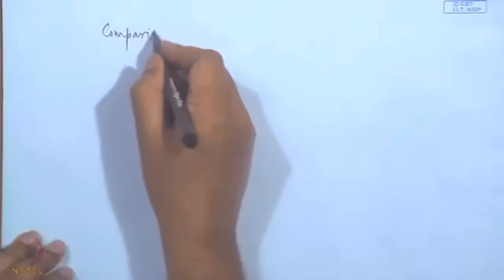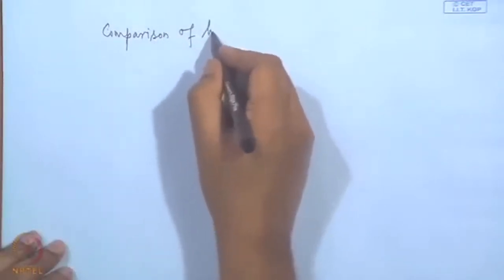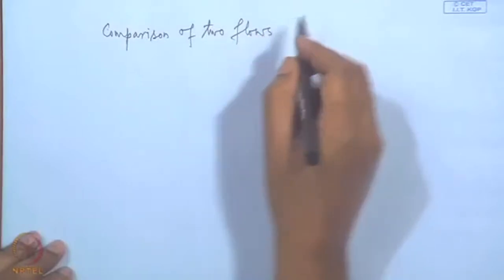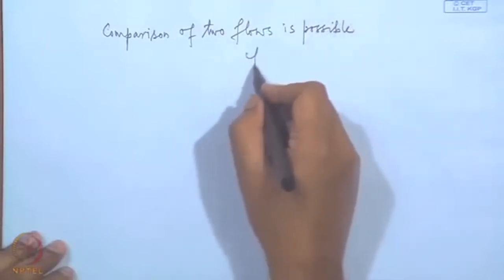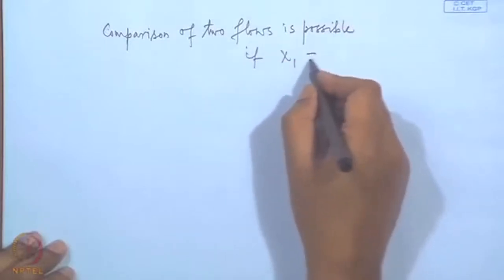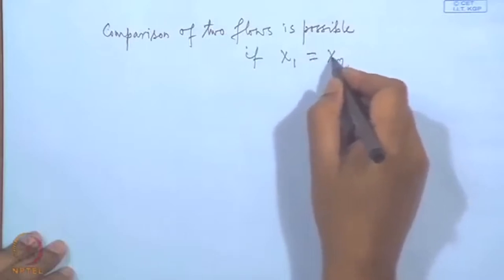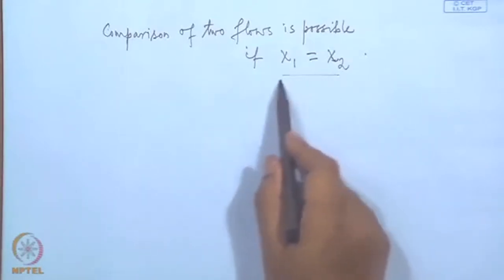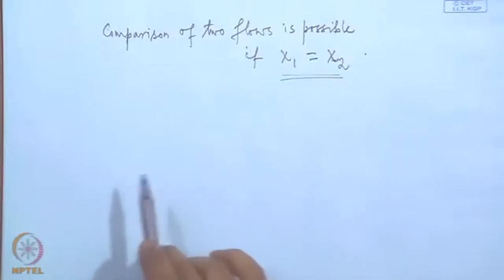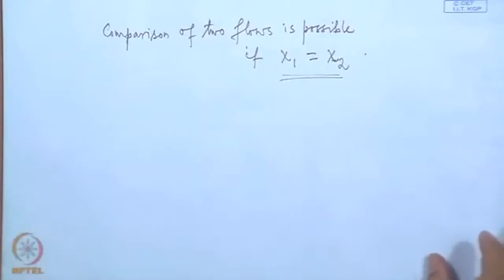so you see that comparison of two flows is possible if this parameter for the two flows is the same. That is, for two bodies of different thickness ratio at different Mach number, possibly in different gases, such that this is true, only then we can compare and then we can say that the left hand side modified pressure parameter will become the same.